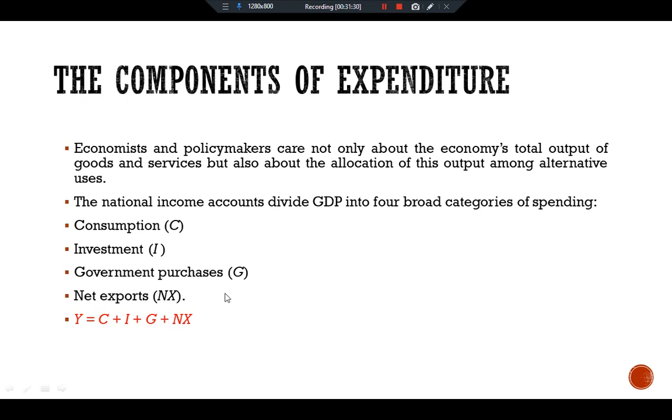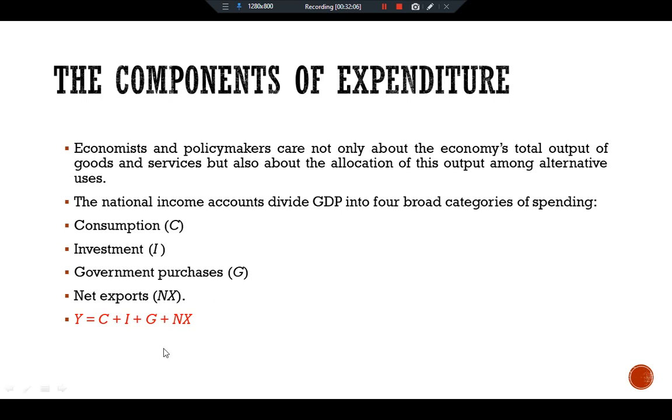Government purchases are the goods and services bought by the federal, state, or local government. This category includes military equipment, highways, and the services provided by government workers. It does not include transfer payments to individuals such as social security and welfare benefits, because transfer payments reallocate existing income and are not made in exchange for goods and services. They are not part of GDP.